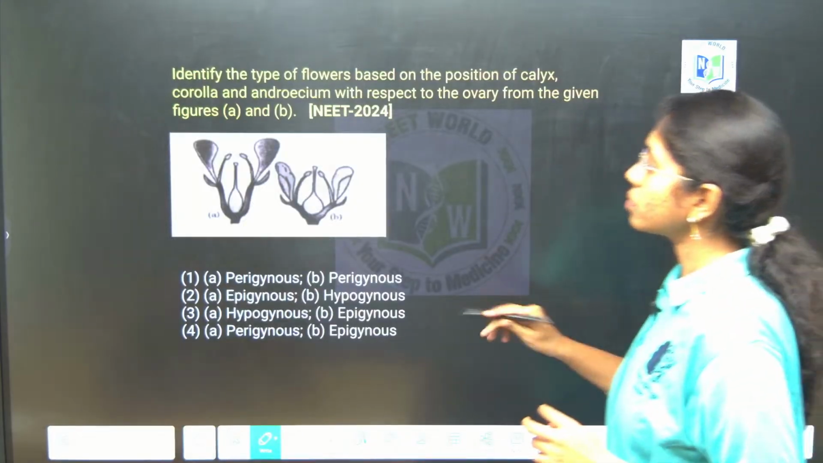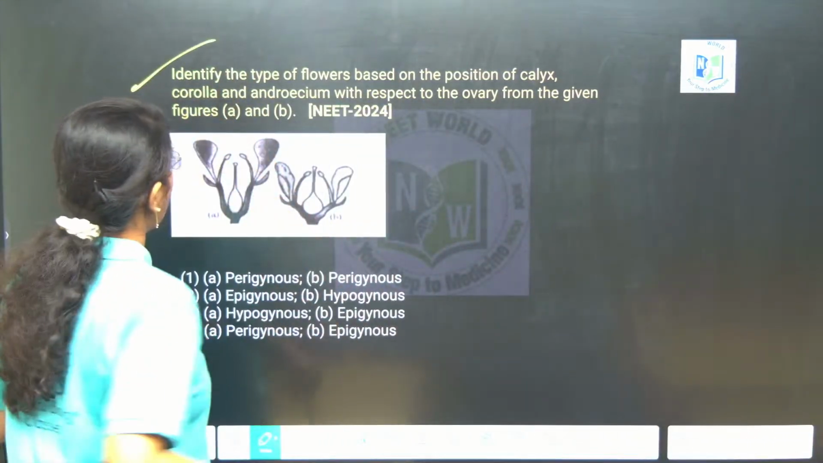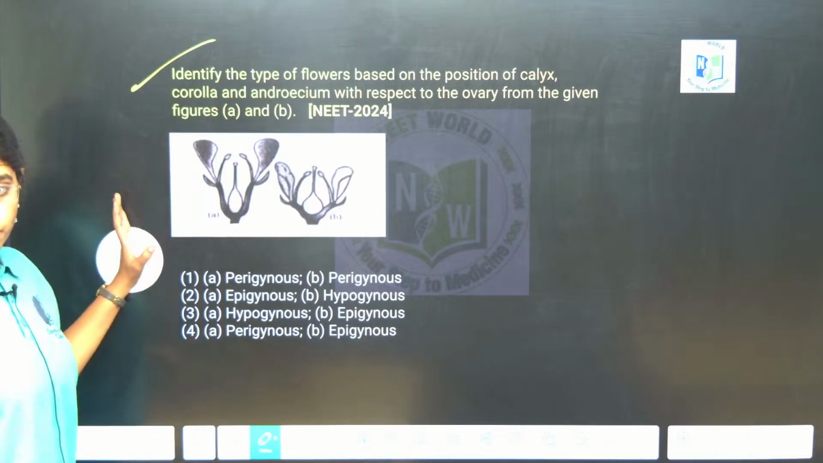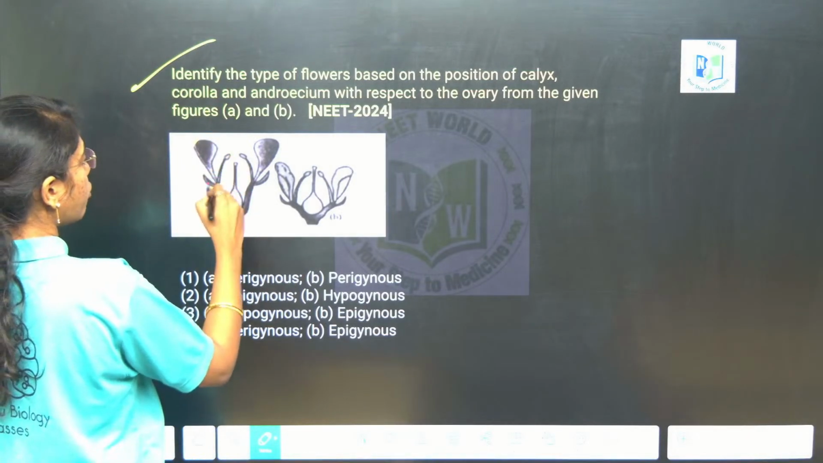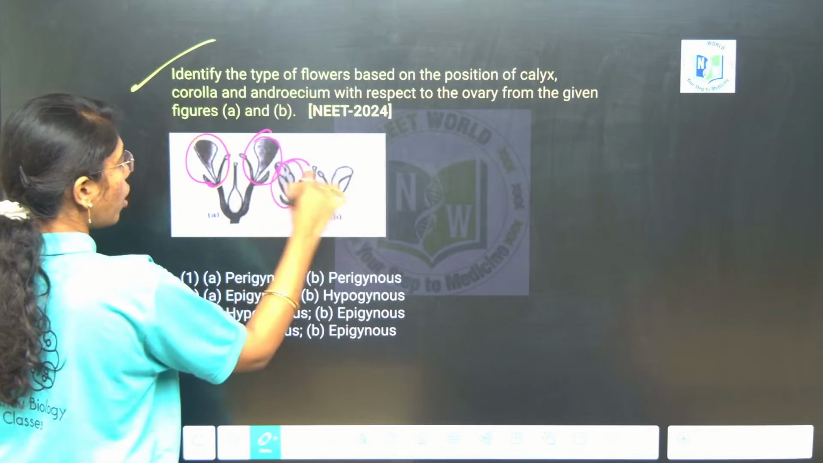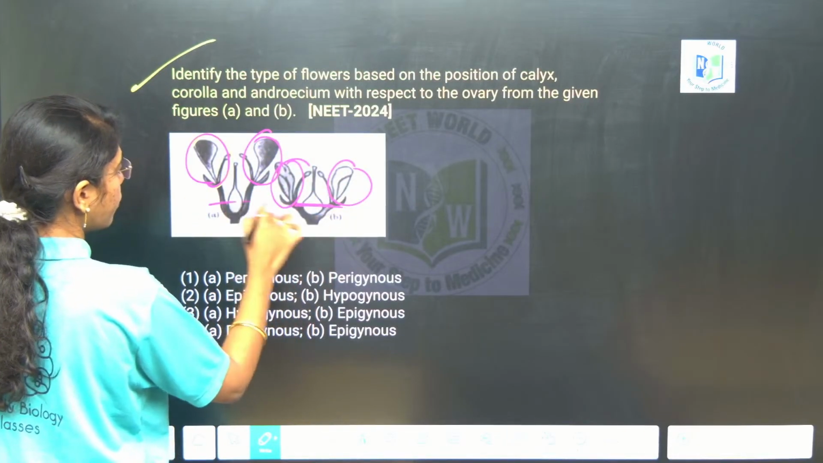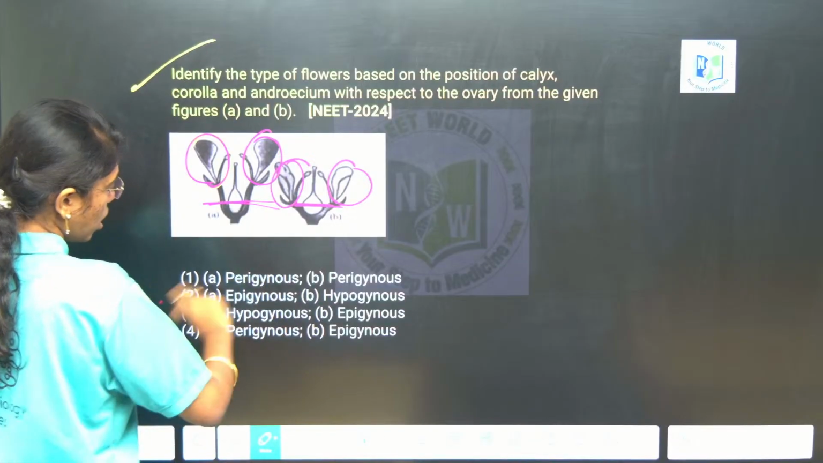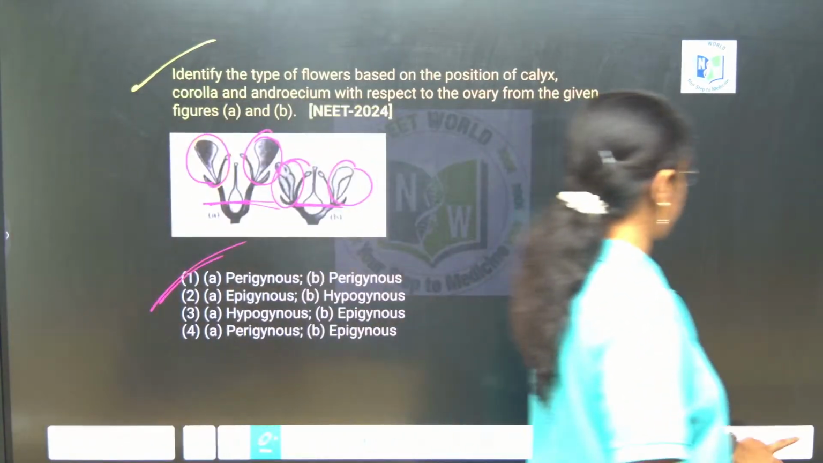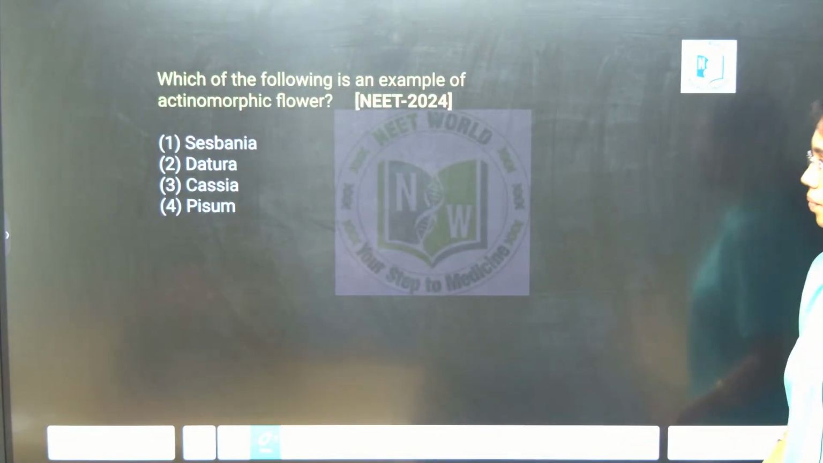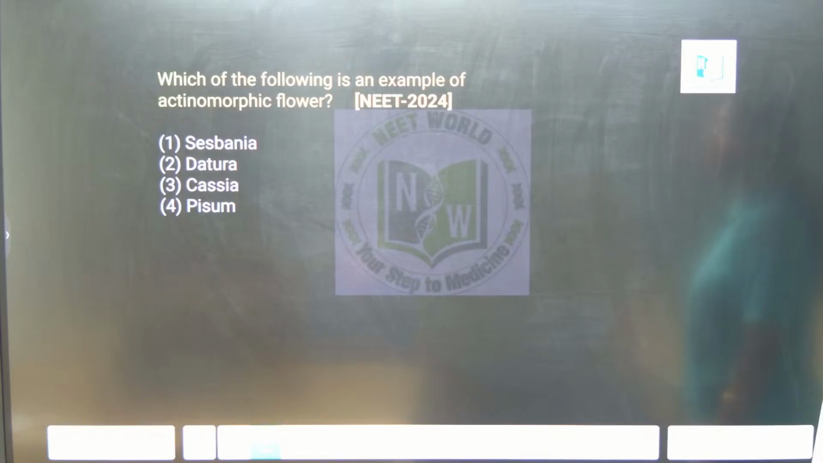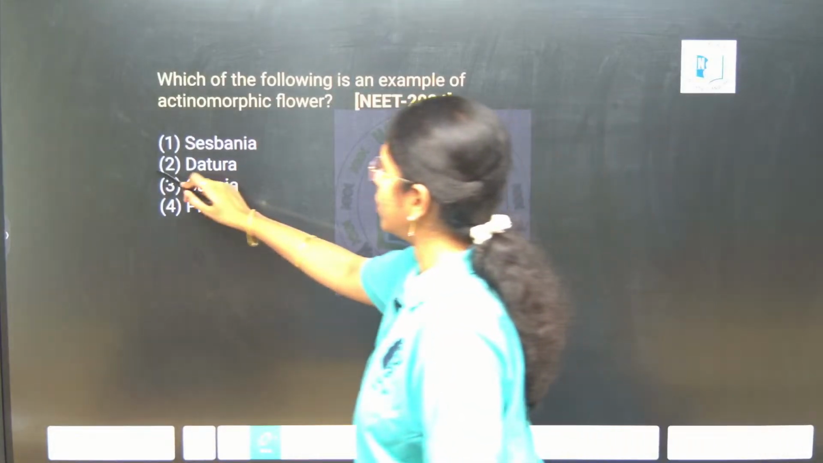Next, perigynous. Both the diagrams are directly from NCERT, both are perigynous. Just by identifying that other floral parts are at the rim of the thalamus and ovary is half inferior, half superior, you can answer this. Option 1. Next question. Which of the following is an example of actinomorphic flower? Datura. Good. Next.